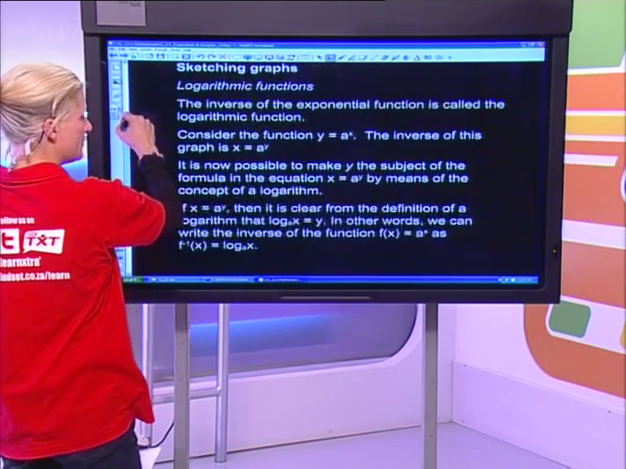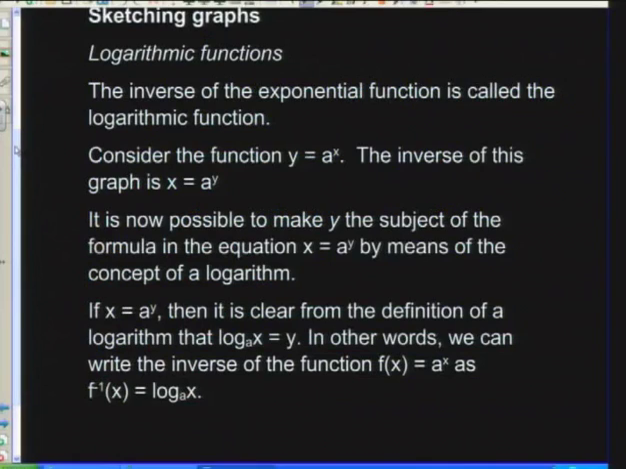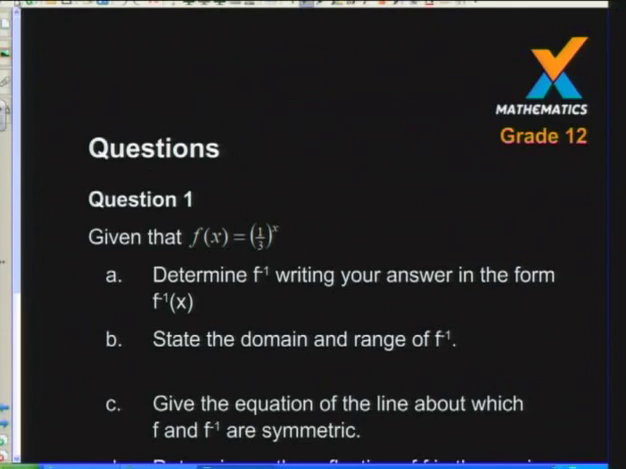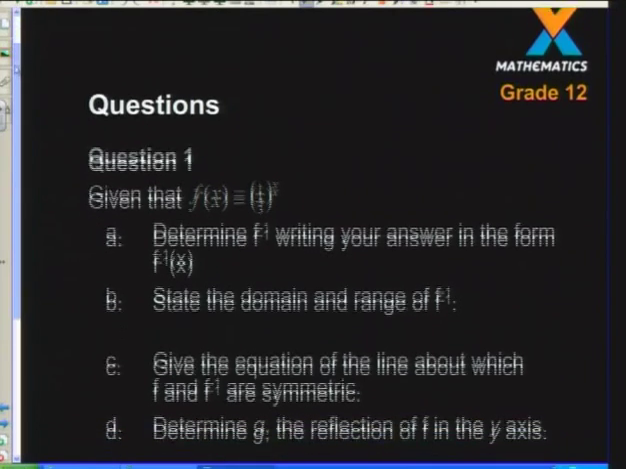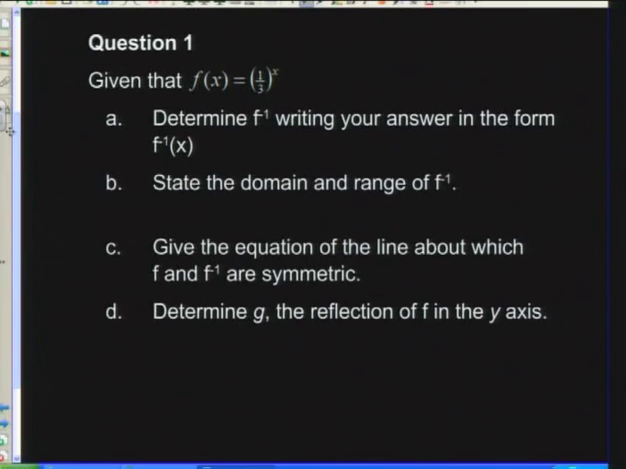Okay, on your notes, if you've downloaded them like you should, you will get some notes on the log and the exponential function, which I have explained just now. Our first question says, given that f of x is equal to 1/3 to the power x, determine f to the minus 1, writing your answer in this form. So whenever we see that notation, f minus 1, we are looking for the inverse.